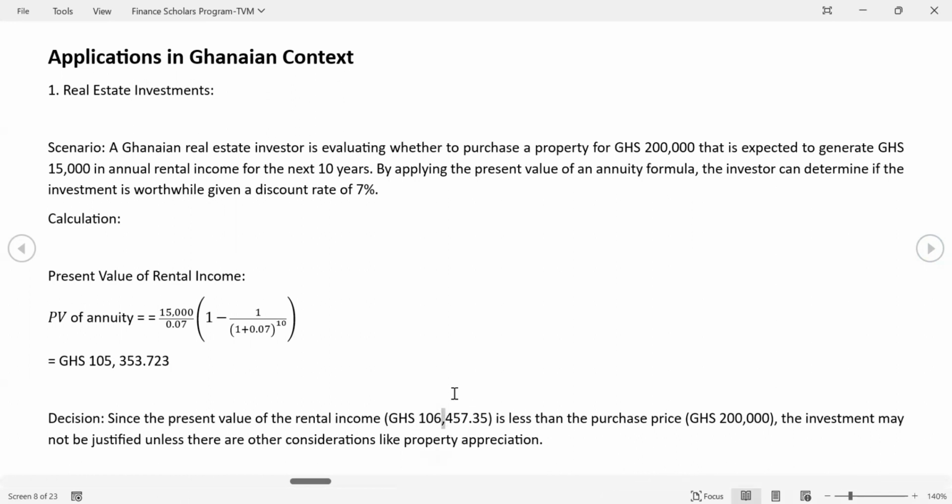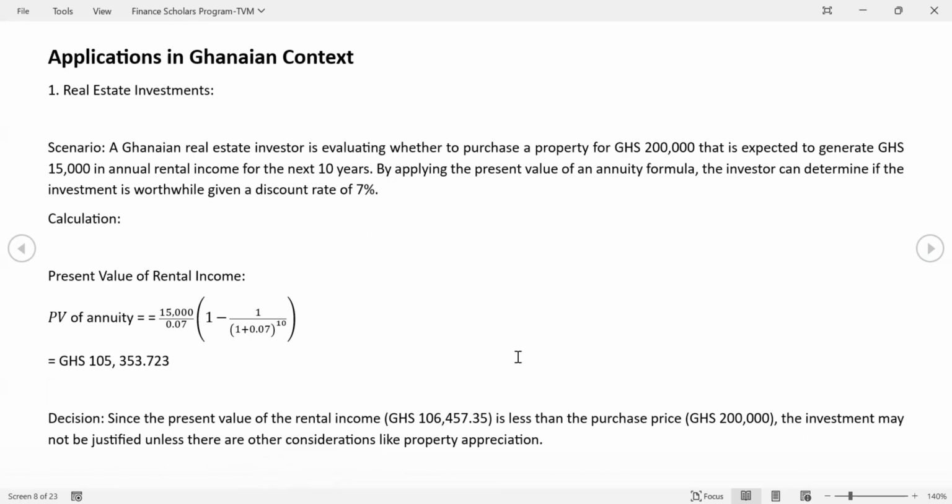So this one I only changed. It's supposed to be 105,353 instead of this. I corrected the calculations, so it's just a typo, okay? Even if I change it from what was given, the answer will still be less than 200,000. So the investment might not be worthwhile, though there are other considerations.